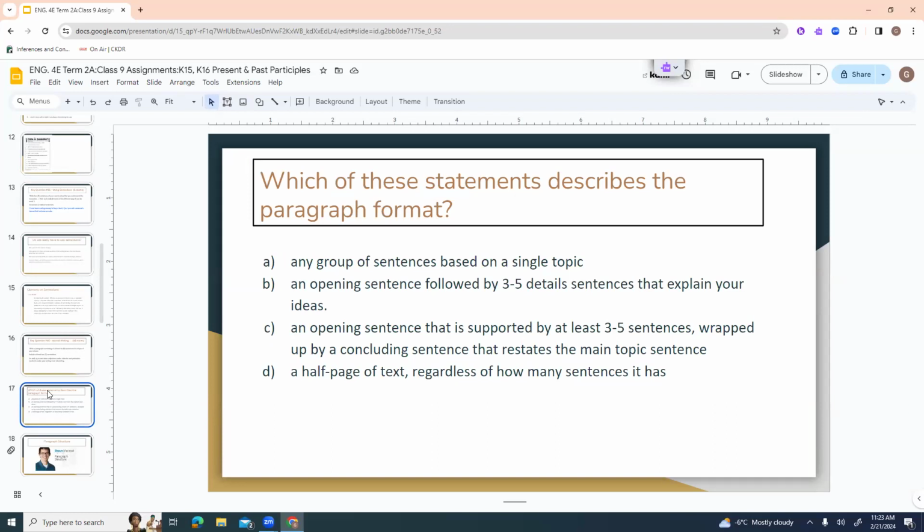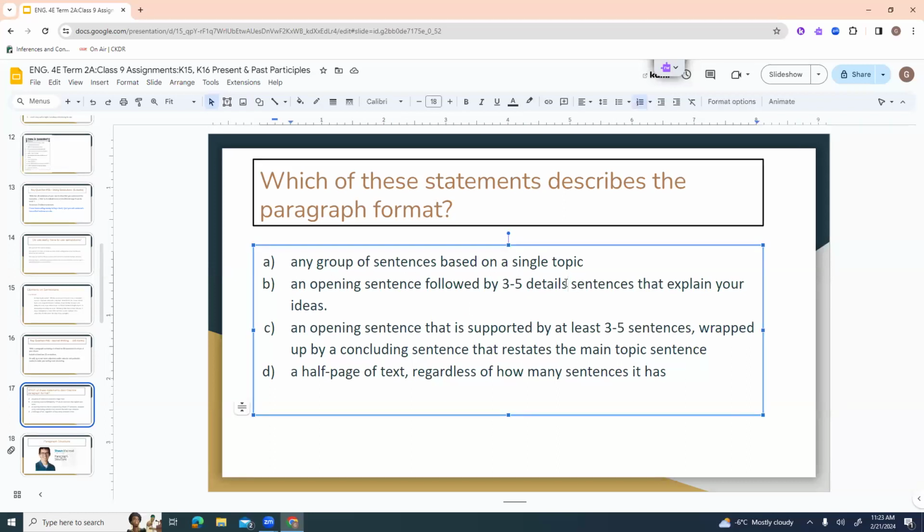Quick reminder, you do have to follow paragraph format. So you can't just have 6 random sentences that aren't connected. Which of these statements correctly describes the paragraph format? Is it A, any group of sentences based on a single topic? B, an opening sentence followed by 3 to 5 detail sentences that explain your ideas? C, an opening sentence that is supported by at least 3 to 5 sentences, wrapped up by a concluding sentence that restates the main topic sentence? Or D, a half page of text, regardless of how many sentences it has?